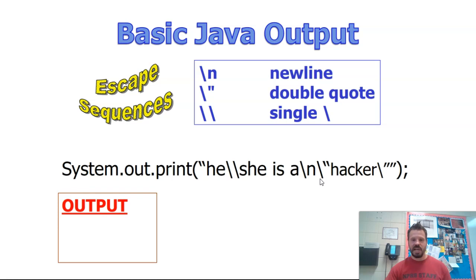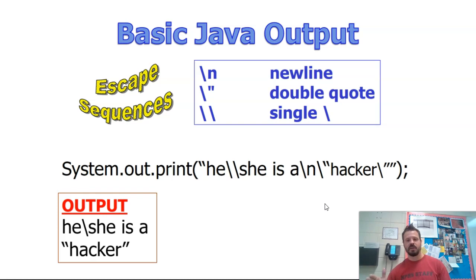And then this \" will print the double quote. If I didn't have this slash here, Java would think that my string ends here. It would print this, and it wouldn't include this stuff here. And then I'll go \" again for the second quote. Let's see what this actually prints. He/she is a kind of "hacker". I need these \" to actually get the quotes around the hacker without ending the string early and actually printing those quotes there.